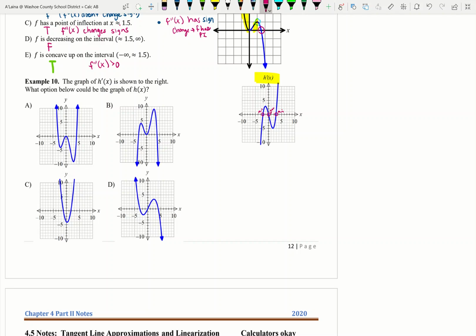A has a min, a max, and a min. B, unfortunately, has that backwards, so it is not B. It is not C. And actually, that was pretty helpful. It was not D as well.